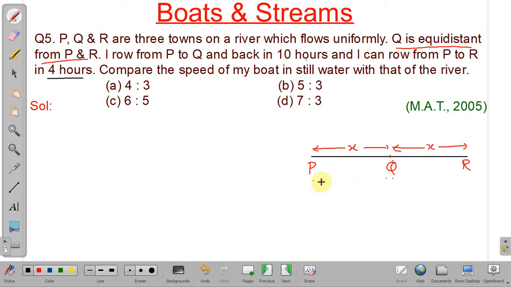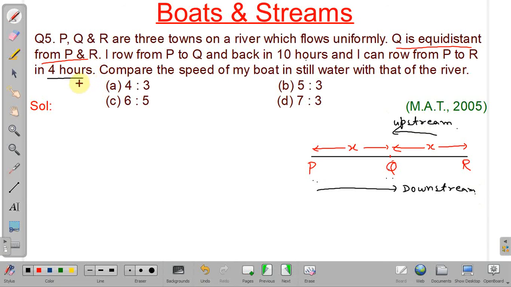So as P to R is taking less time, it must be downstream. Okay, that's why it is taking less time while going from P to R, because P to Q and Q to P, so Q to P must be upstream. That's why speed will be less and it will take more time. So suppose this is your downstream direction, and this direction is upstream direction. Okay. Now total time is given.